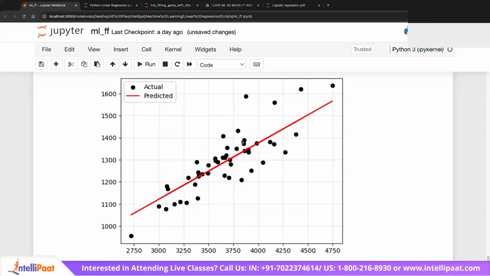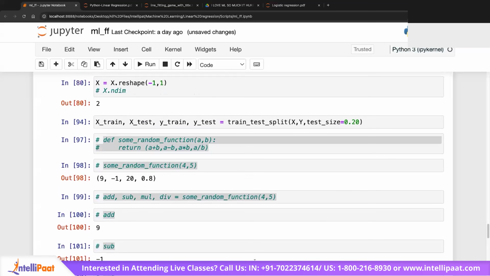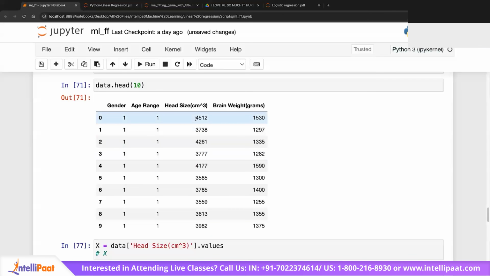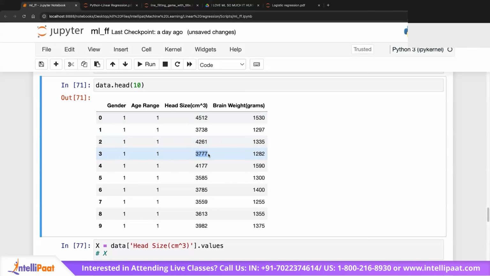Yes or no? Do you see that the fit is good? Are we able to see that the fit is good? Please listen to me carefully. The machine learning model has learned from so many different data sets that if your head size is 3777 centimeter cube, how much is the weight of the brain? 1282 grams, meaning 1.2 kg. Agree, disagree? Yes or no?